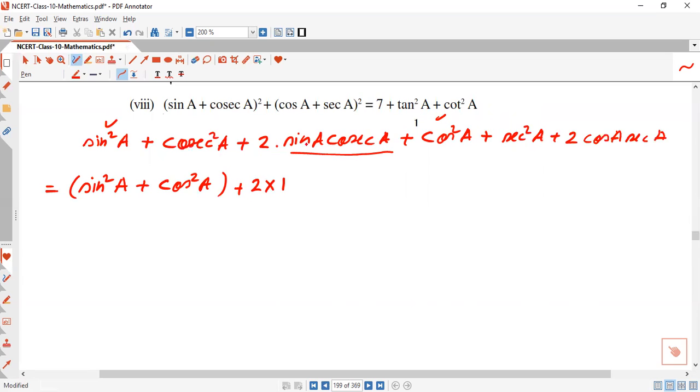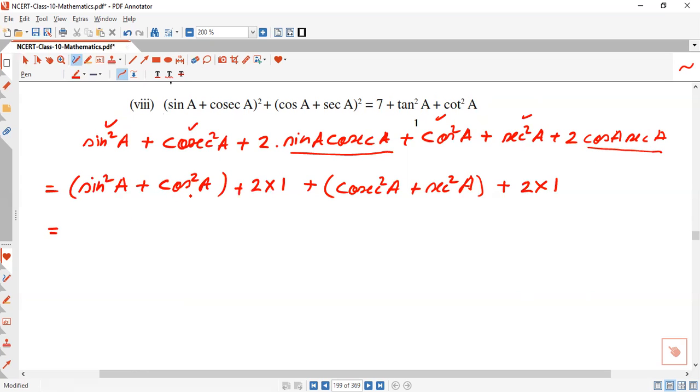This cos square A and sec square A, combine these two terms. Plus we say cosec square A plus sec square A. You can't combine these two terms; they cannot be combined. Keep it as it is. Plus 2 cos A sec A. This term's value is 1, plus 2 into 1.